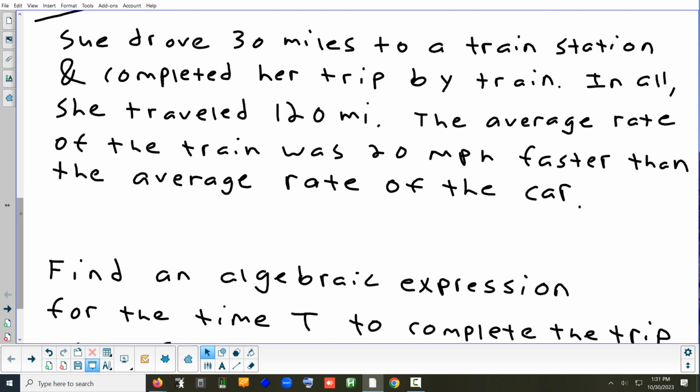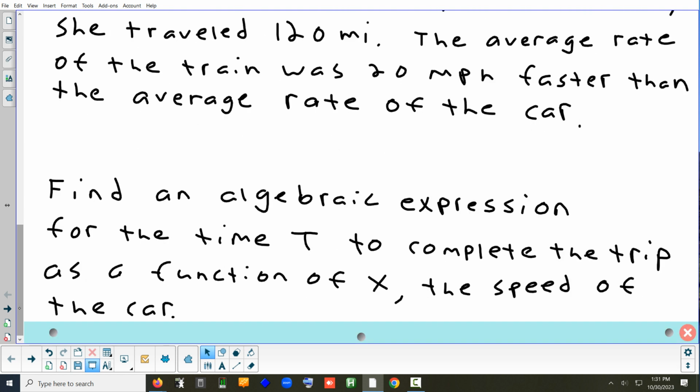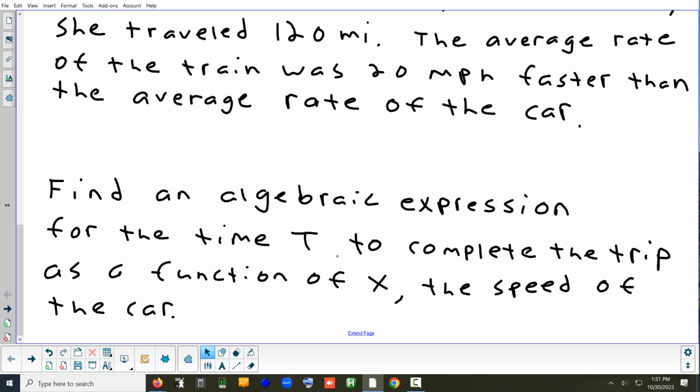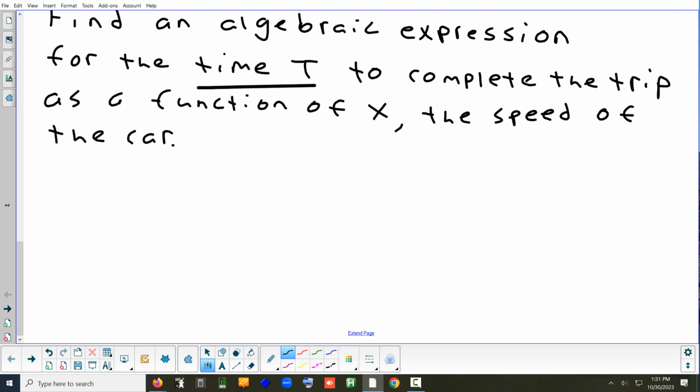Yes? So would the speed of the train be x plus 20? Yes. We're going to write all that down right now. All right, so we want to find the time to complete the trip. And the time is going to be a function of how fast the car is going.